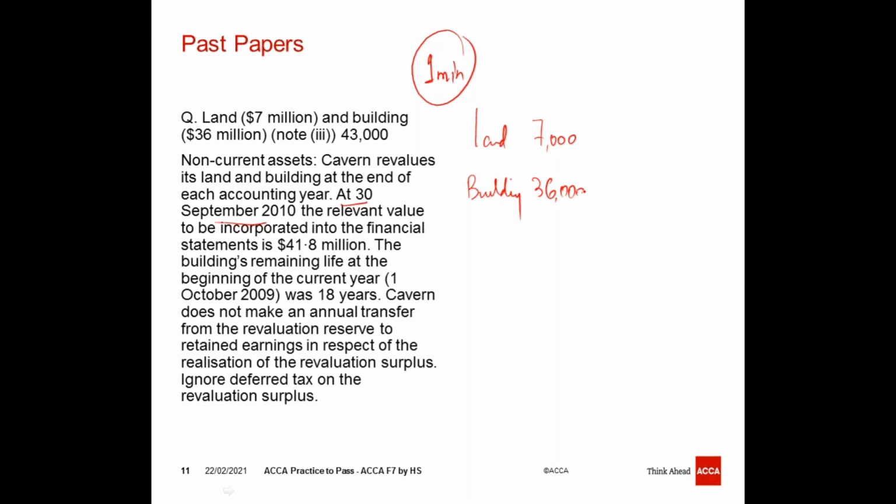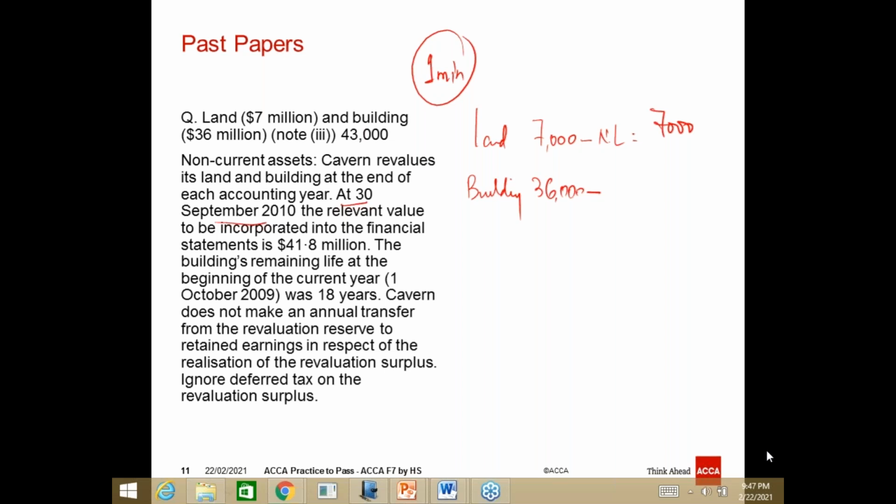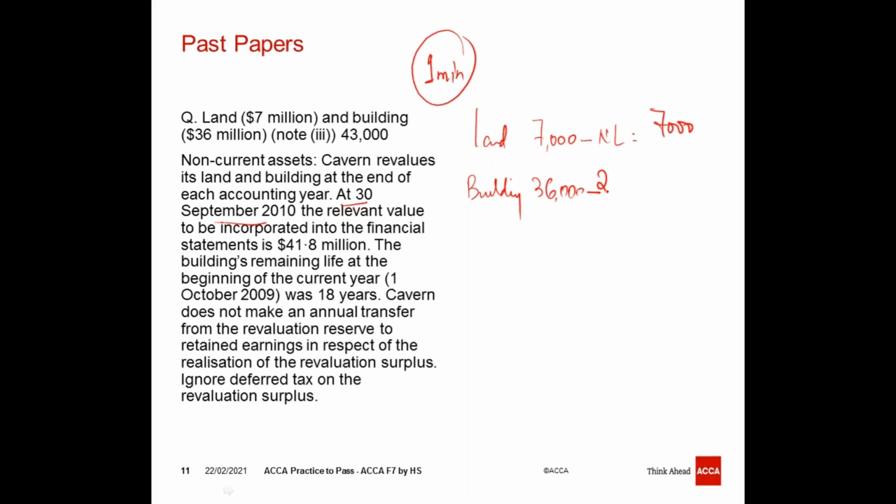So first of all, you need to charge a depreciation. Land is not depreciated, so the book value will be 7,000; it will remain the same. But for the building, you need to charge a depreciation for the whole year. So what is the depreciation expense for the building? Very good. It will be 2,000 for the year. The book value is now 34,000.